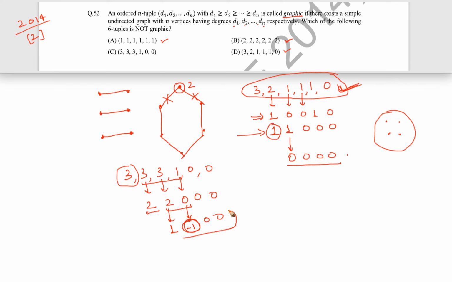That's why this is a violation and no such graph is possible, and that's why the initial given tuple is also not a graphic. So we can say that there is no simple undirected graph possible with 6 vertices with such a degree sequence, and that's why the answer is C.